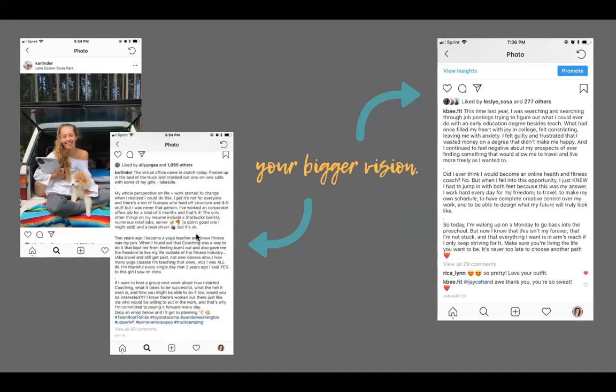So if you look at Carly's post, she says, the virtual office came in clutch today, posted up in the bed of the truck and cranked out one-on-one calls with some of my girls lakeside. My whole perspective on life and work started to change when I realized I could do this. I get it's not for everyone, and there's a ton of humans who feed off structure and a 9-to-5 stuff, but I was never that person.